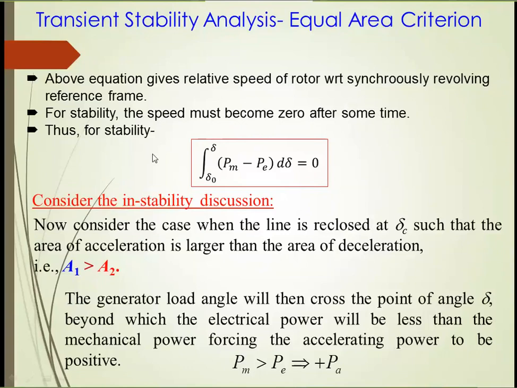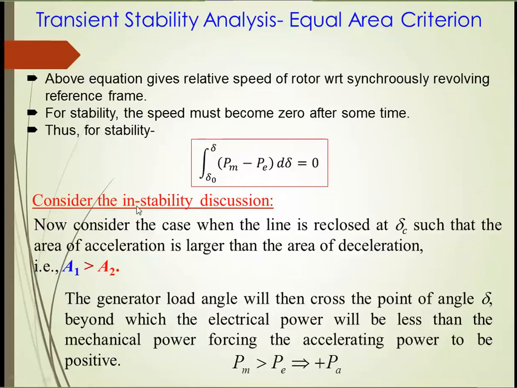And thus for stability, it is important that the integral between the angles of the difference of the power must be zero, whether you have acceleration or deceleration. That means whether you have delta P plus Pa or minus Pa, both should become zero. That means the areas which we defined in the previous slide should be equal. Then only will the system remain stable at the new operating point. Otherwise, no. We will discuss more in detail later on.